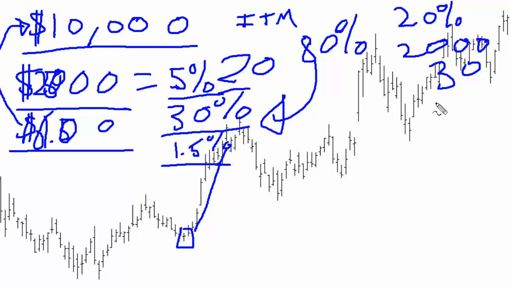Okay, so now we've just lost how much? 30% of $2,000 is $600.